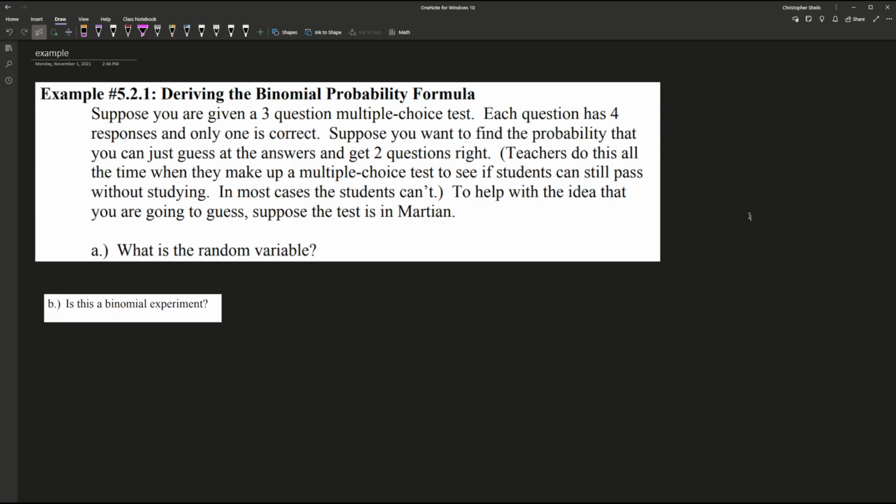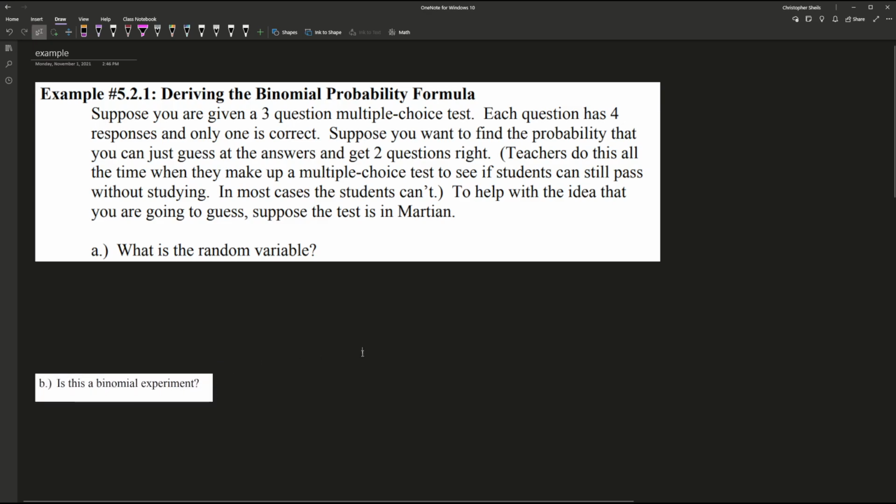To help with the idea that you're going to guess, like you genuinely can't figure out the questions, let's suppose that the test is written in some Martian language. What is the random variable? Here, our random variable, x, is going to be the number of correct answers.